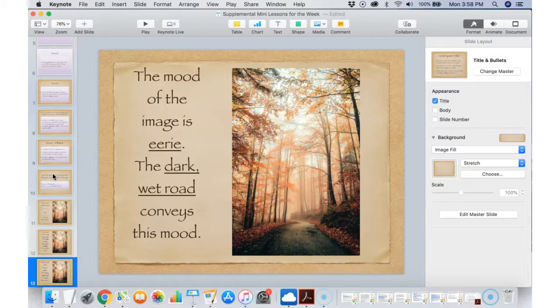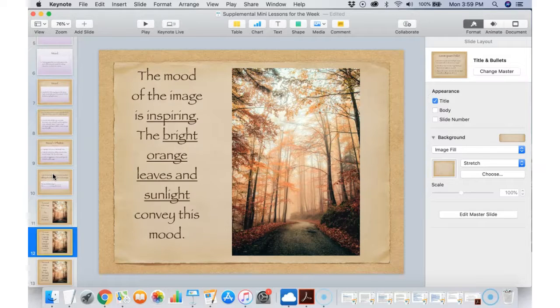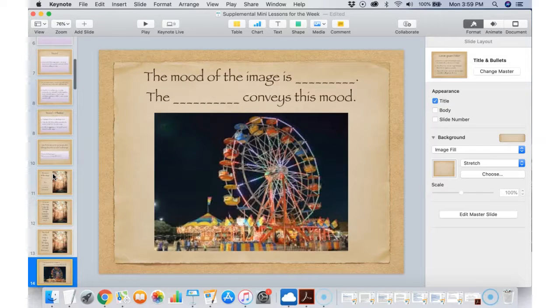How about this one though? Same picture, and someone else has a very different take on it. The mood of the image is eerie. The dark, wet road conveys this mood. This person thinks it's a creepy, eerie image. They see the dark, wet road as strange and eerie, but the other person saw the exact same image as inspiring. They didn't look at the dark, wet road. They looked at the bright orange leaves and sunlight. So it's possible to have your own opinion and be correct, especially when you have the right details to support your opinion. Let's do another one.